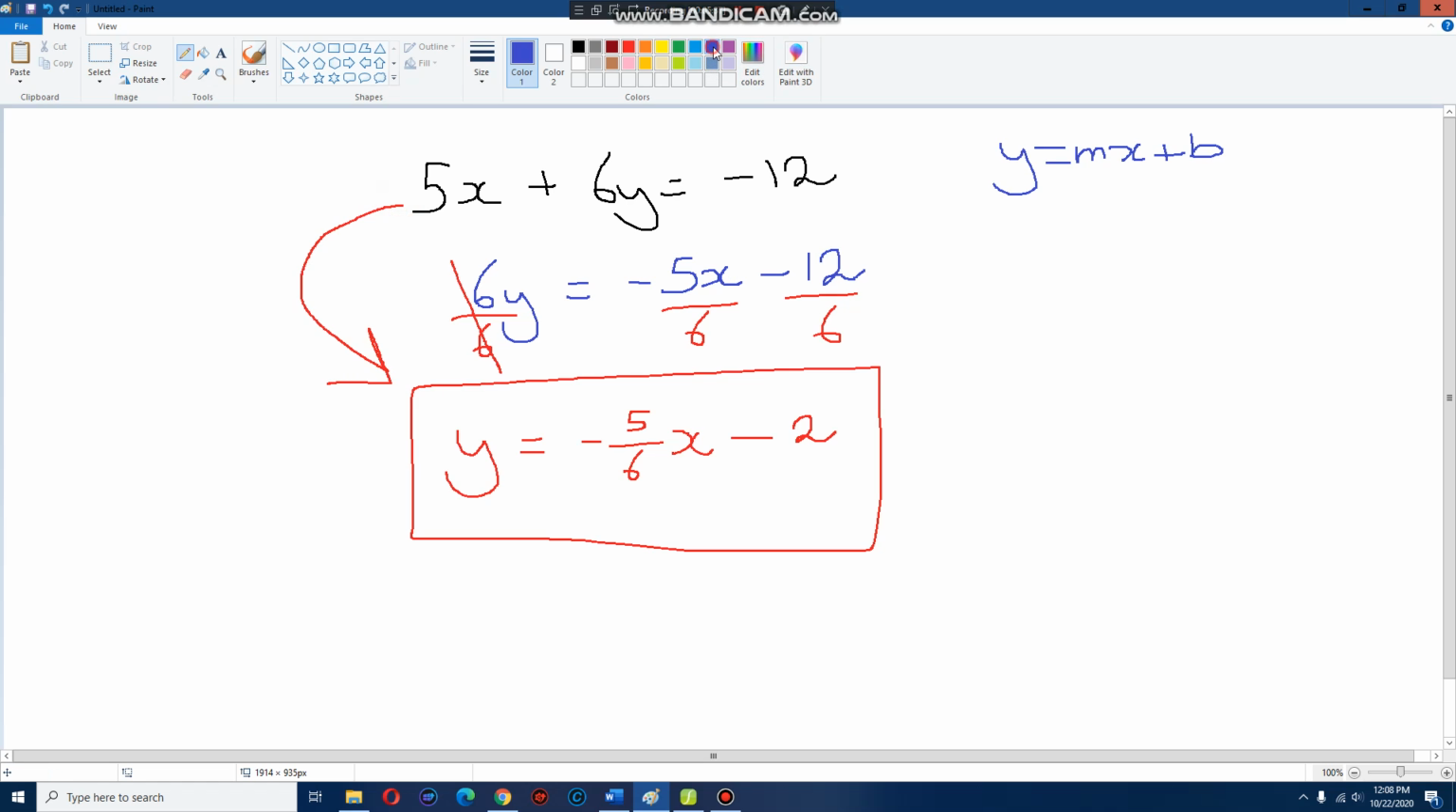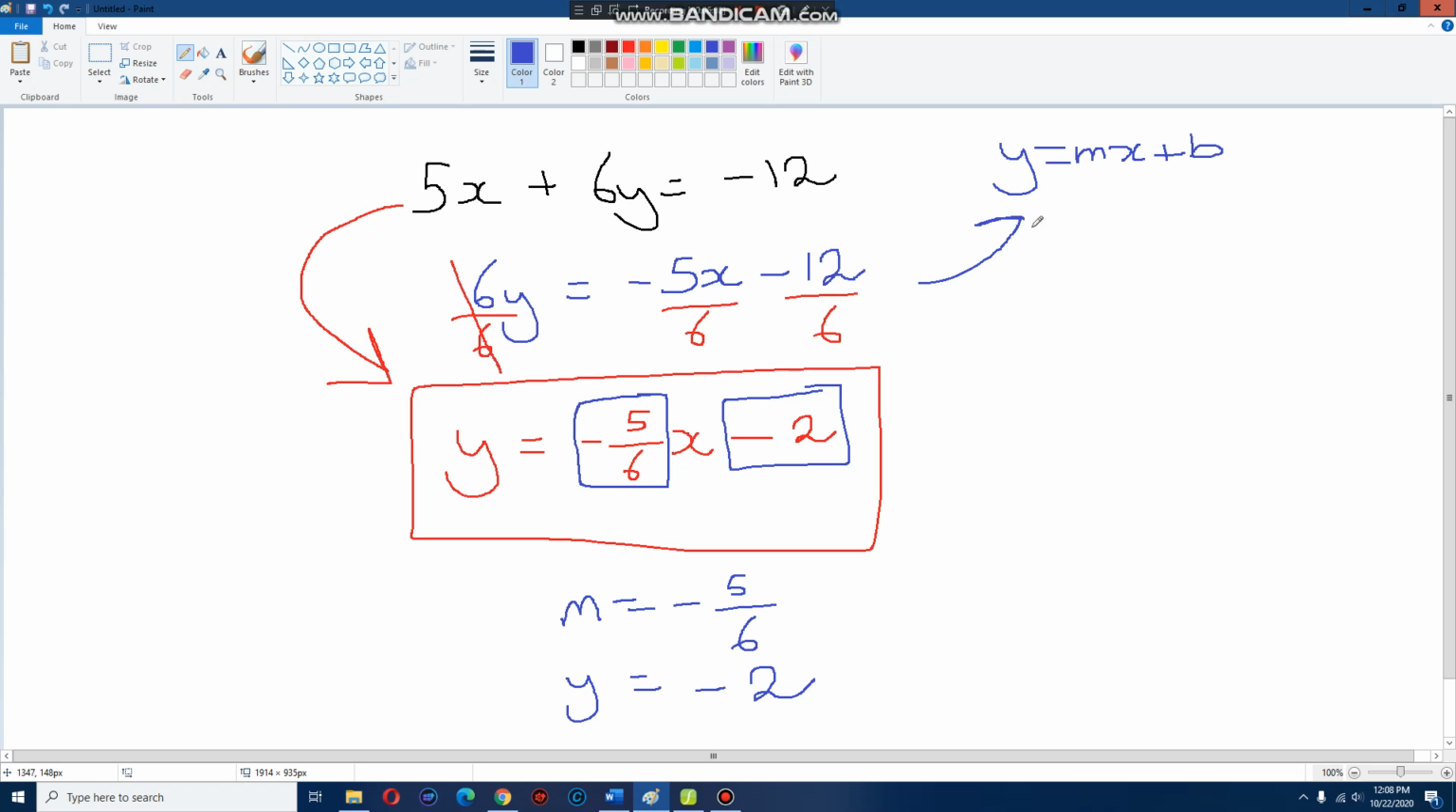Using this, I can now find out my slope. My slope is the number next to the x, so m equals minus 5 over 6. And my y-intercept is the number right over here, and in this case, it's minus 2. This is basically how you find out the slope and y-intercept when given a linear equation, which you just need to manipulate into the proper standard form.